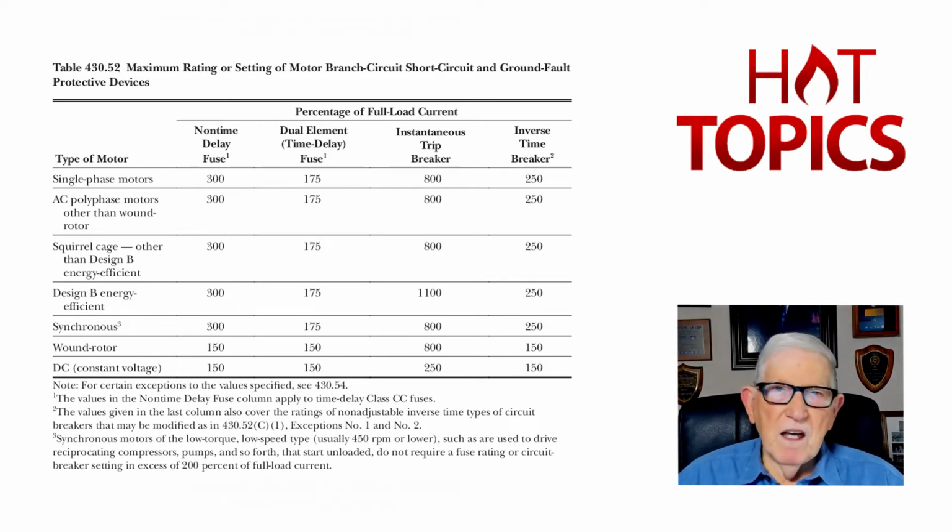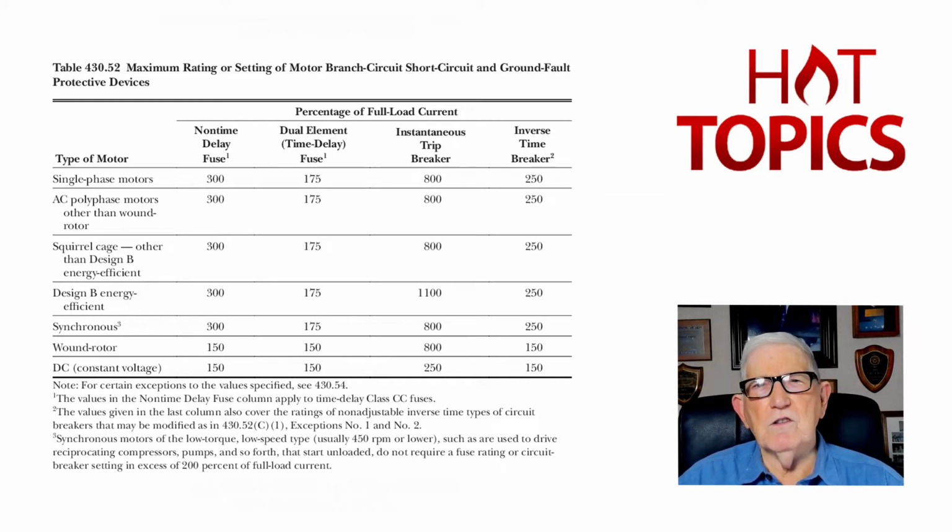Now keep in mind that this 250% from the table is your starting point. You can always round down. In some cases, if the motor won't start and run, you could round up. But let's just look at that process. But first of all, let's apply the 250%.